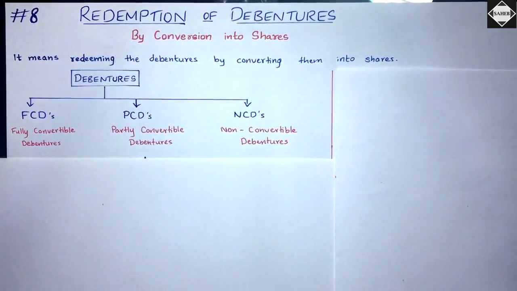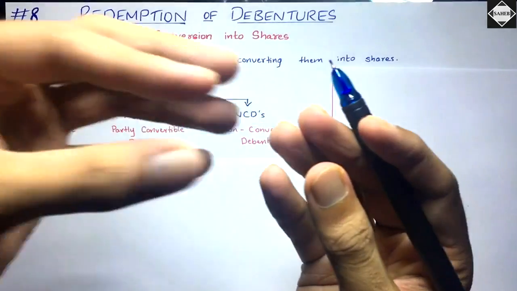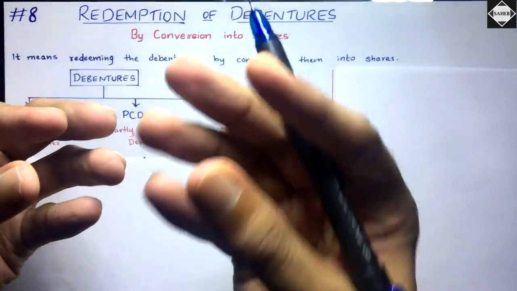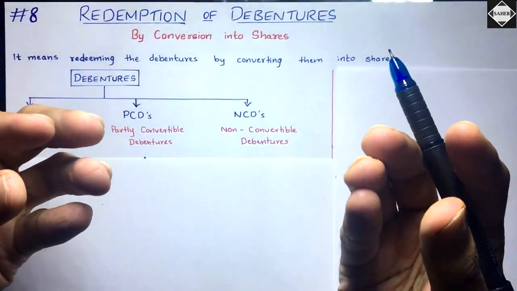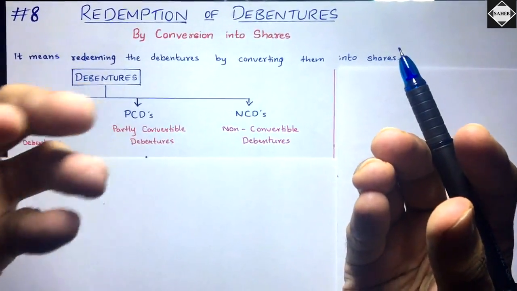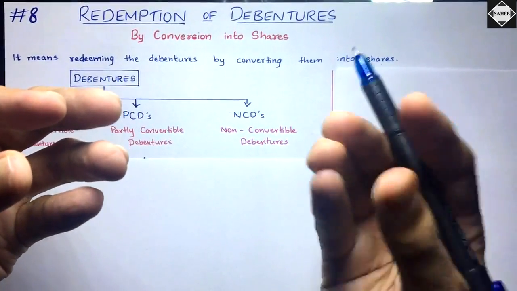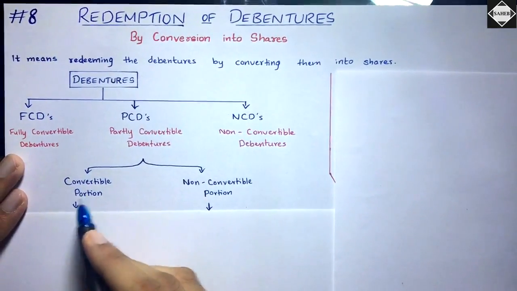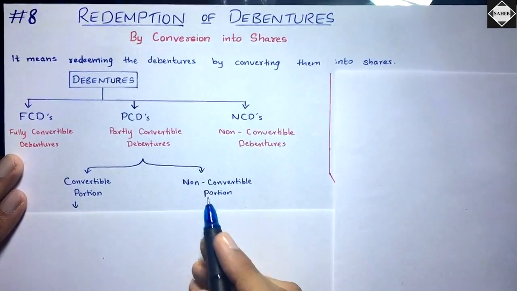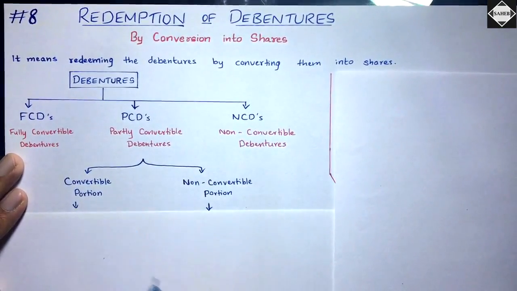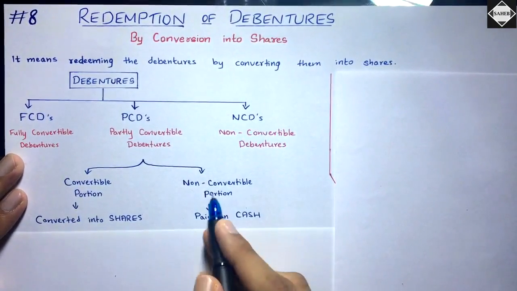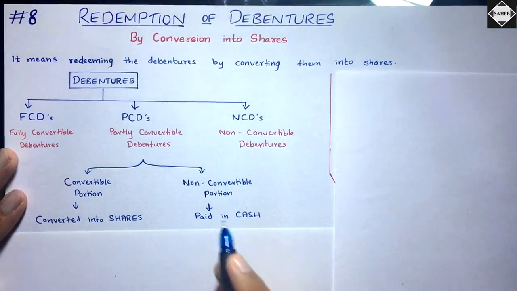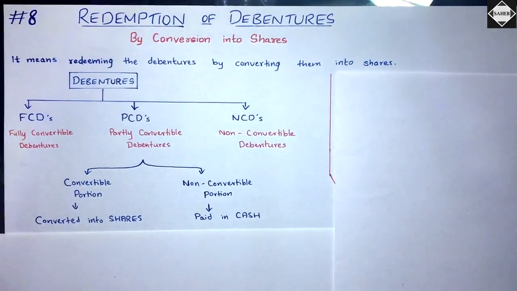Partly convertible means some of that will be converted into equity shares and some of that will be paid in cash. So some of that will be the convertible portion and some of that will be the non-convertible portion. The convertible portion means it will be converted into shares, and the non-convertible portion means it will be paid in cash. Did you understand that?